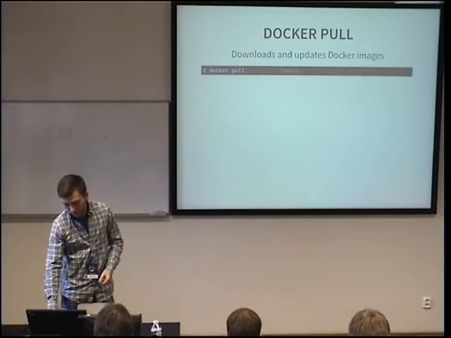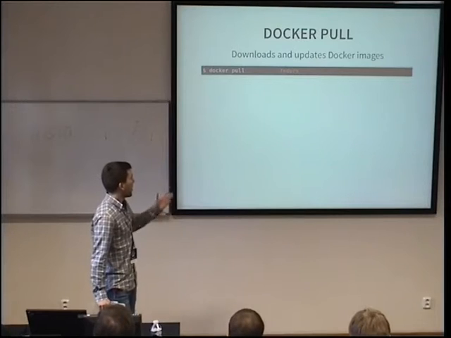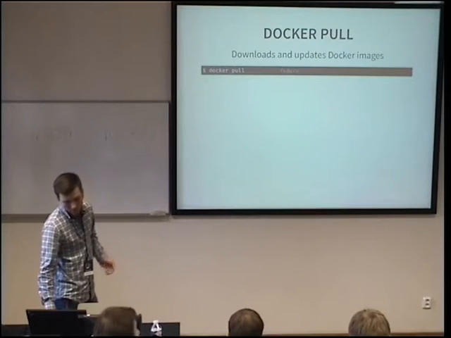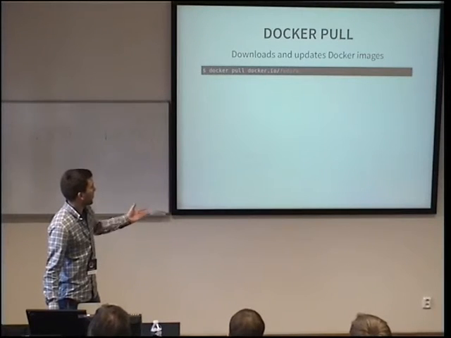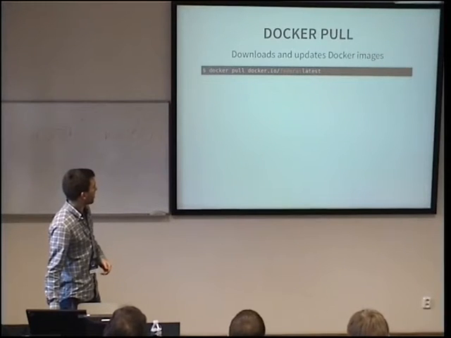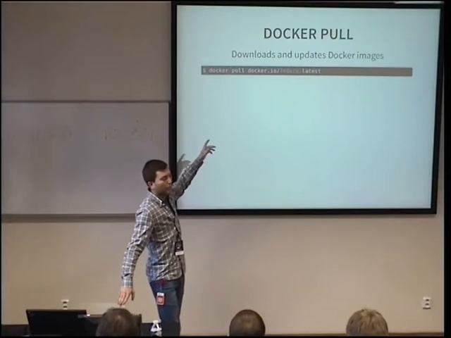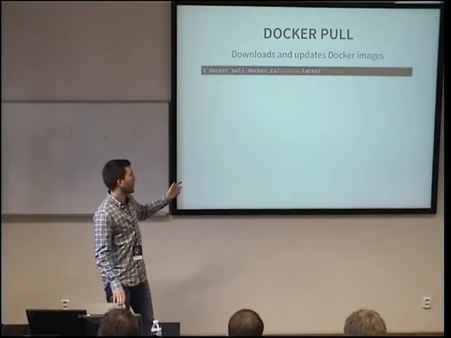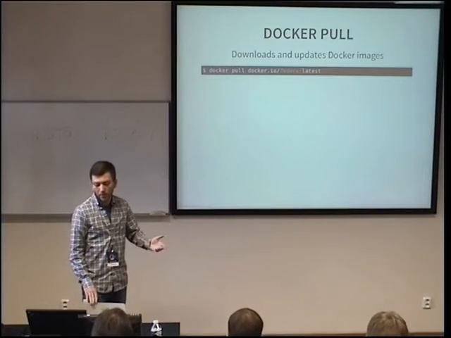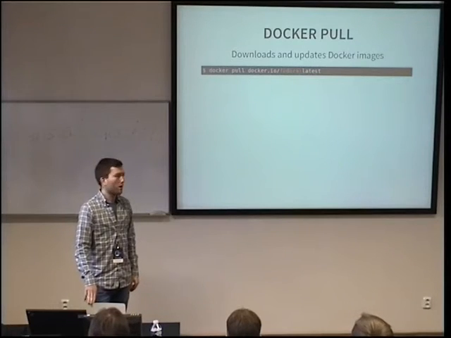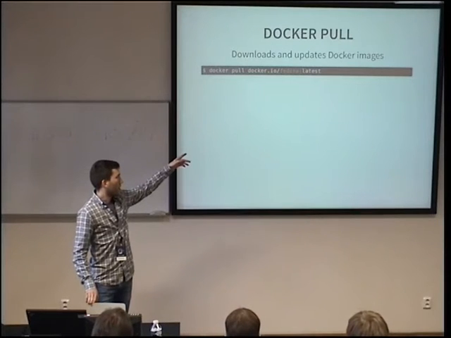So let's have a look at it. It's just the command docker pull, and then you specify who is the author, what the image itself is, where it is published, and what the tag is. You see we put here docker.io, but if you don't specify any repository, it always defaults to docker.io. So you could just do docker pull fedora, and it would by default download Fedora from docker.io at the latest version.